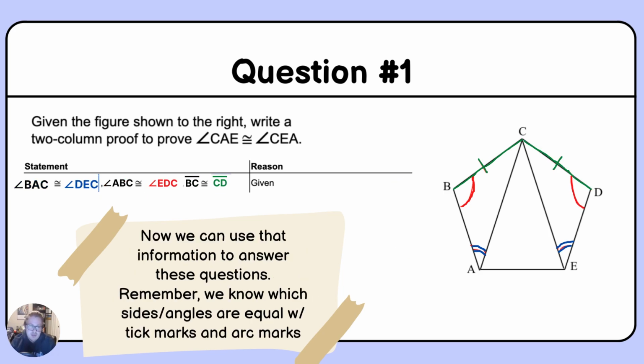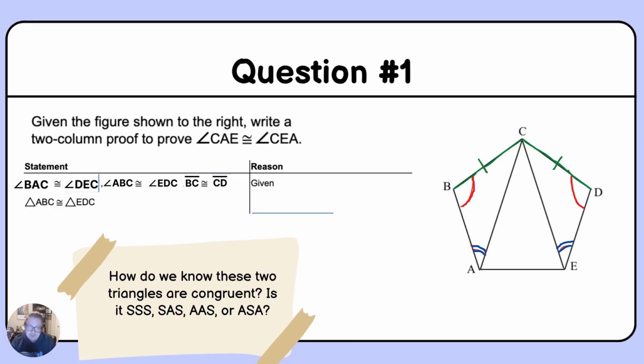So all I have to say is, okay, that angle DEC is the same as BAC. That angle ABC is the same as EDC. And that side CD is the same as BC. I've highlighted all of them because they're all color-coded to match each other. You have to be able to identify angles and sides.